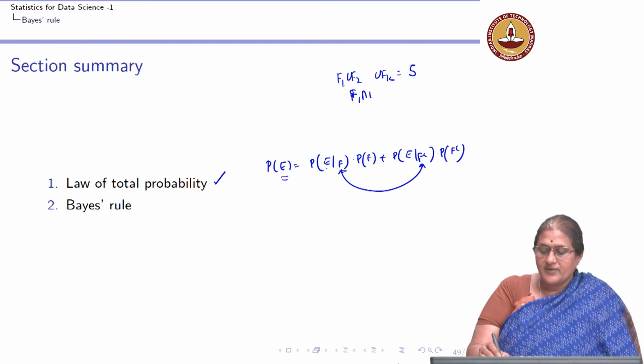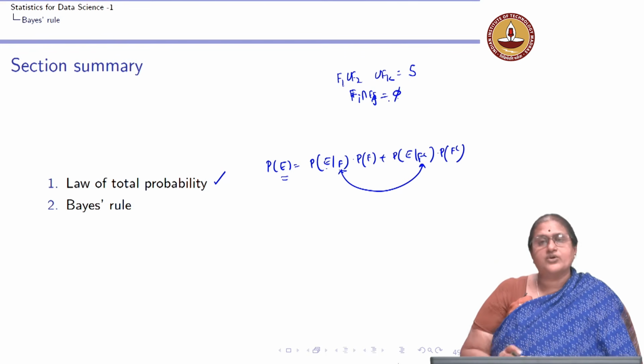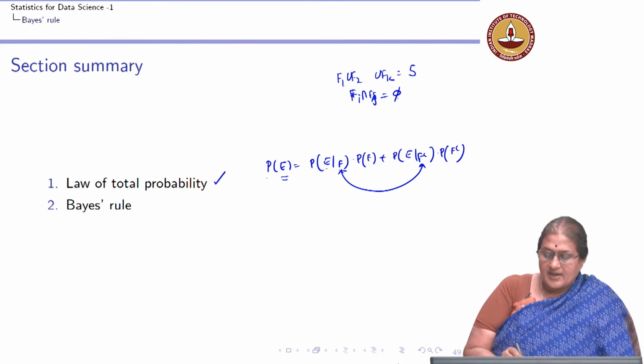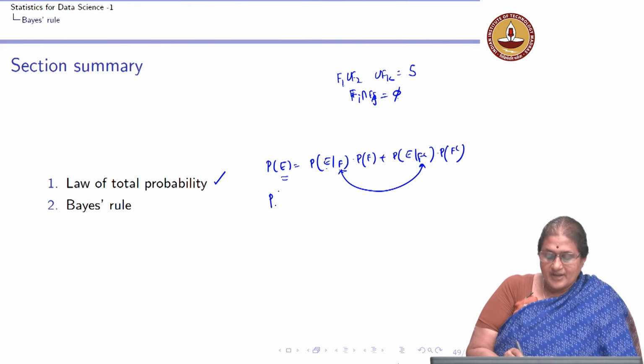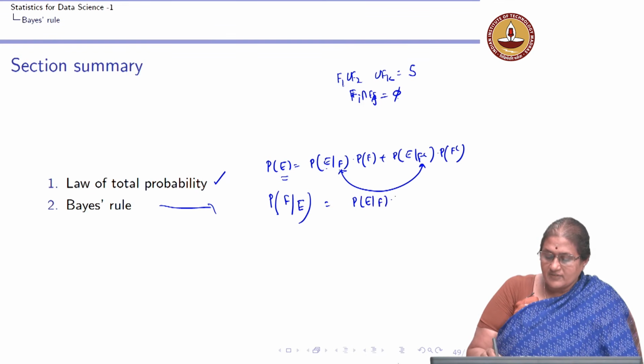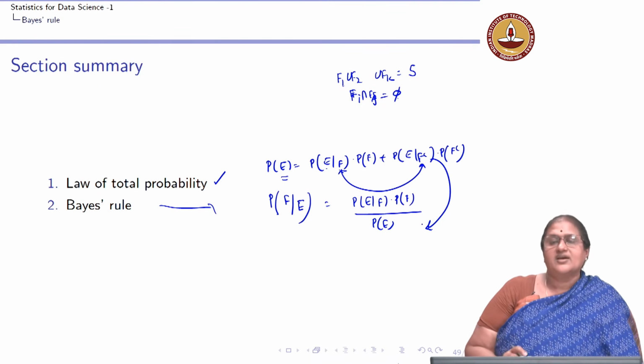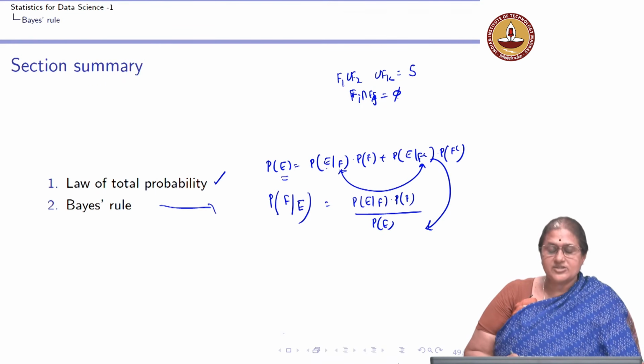So, F1, ..., Fn, where Fi intersection Fj equal to null set. This is the law of total probability, and the Bayes rule states that given this information, probability of E given F into probability of F divided by probability of E. I can substitute this here to get the Bayes rule.